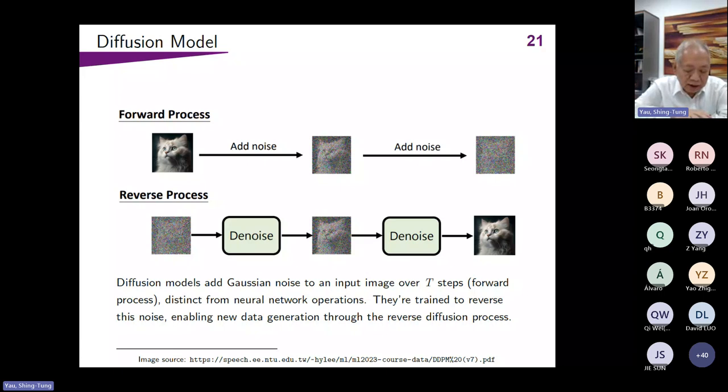Here's another example, of a recent popular generative model, the diffusion model. A diffusion model adds Gaussian noise to an input image over T steps, the forward process. Neural networks are trained to reverse this noise, enabling new data generation through the reverse diffusion process.